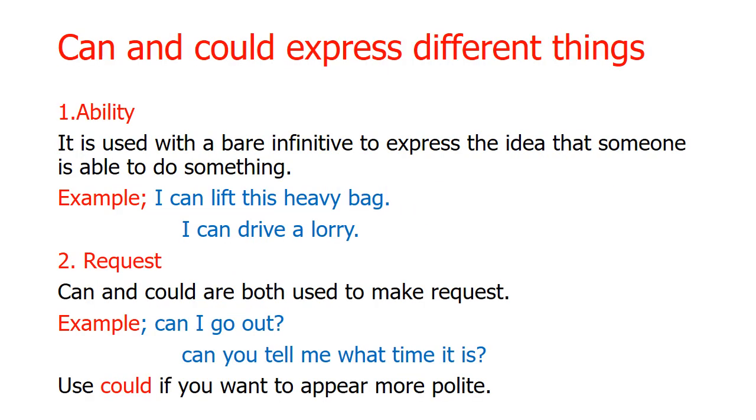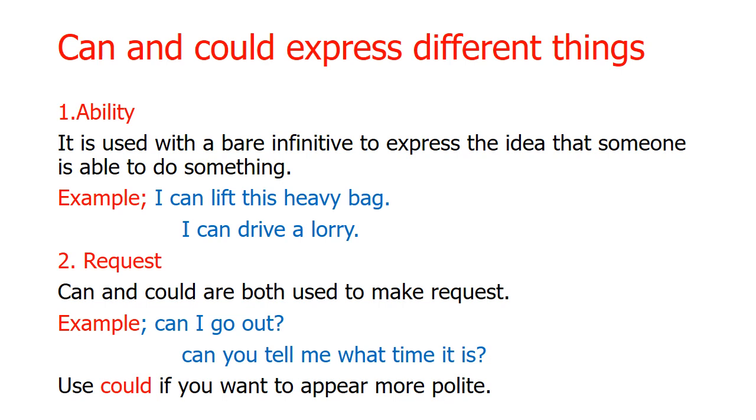Could and can express different things. First, ability. It is used with the bare infinitive to express the idea that someone is able to do something. Example: I can lift this heavy bag. And I can drive a lorry. Both the sentences show ability.